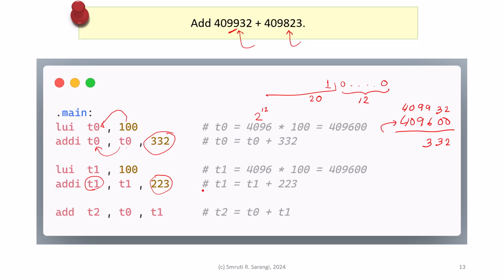Finally, what I do is I use the add instruction to add t0 and t1, which are nothing but these two values, 409932 and 409823 respectively, and store the result in t2. So this is an interesting use case where the LUI instruction has been used, addi has been used, and add has been used.